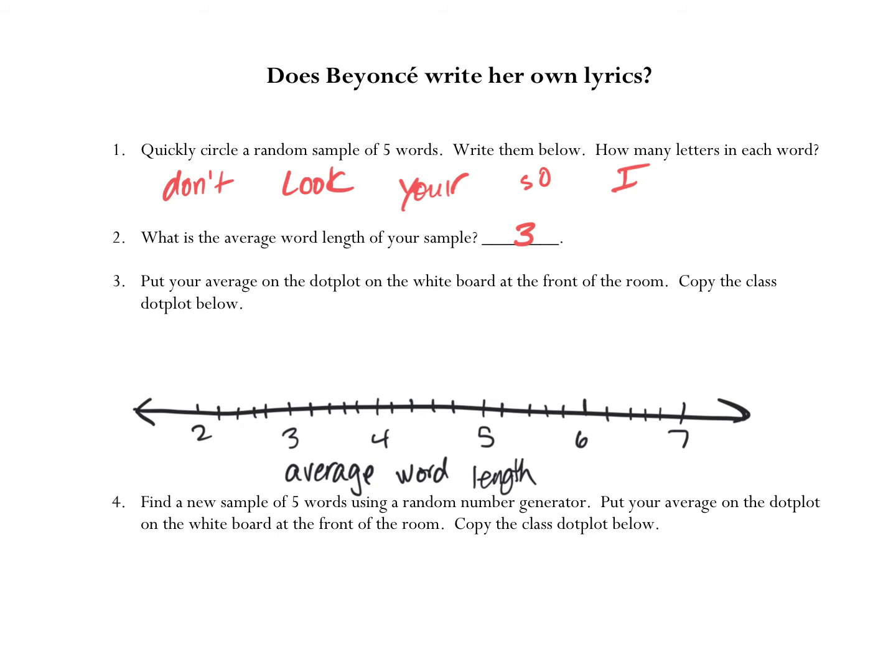All right. We're just going to go around the room. For instance, my average was 3. You're just going to tell me your average word length. Everybody good? 4.6. 3.4. 5.6. You're doing your best to copy this. It doesn't have to be perfect. 5.6. 5.2. 3.4. 4.6. 3.4. 6. 6. 4.6.